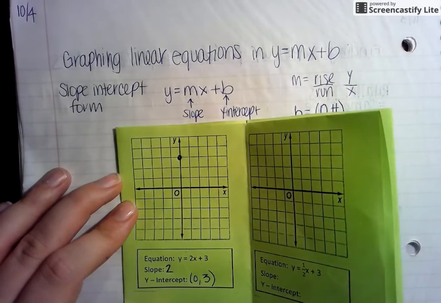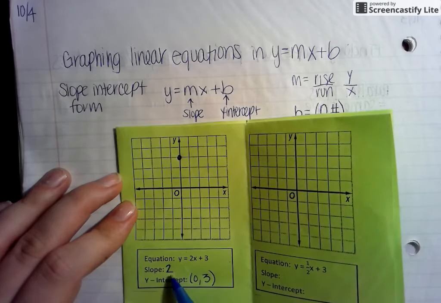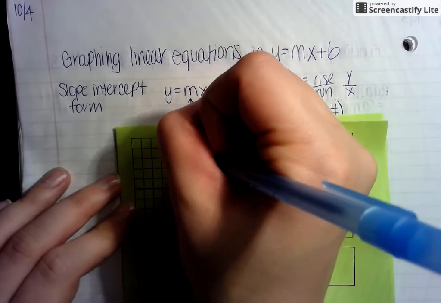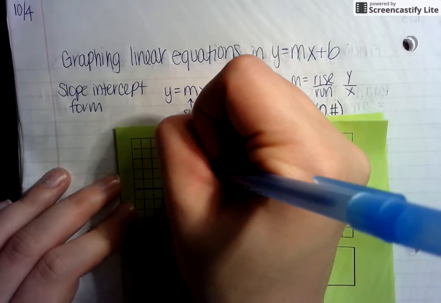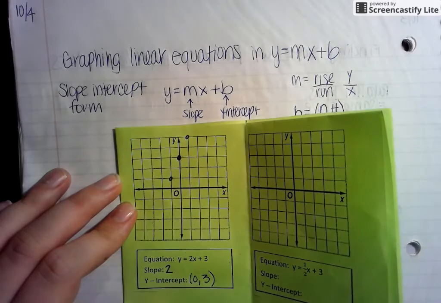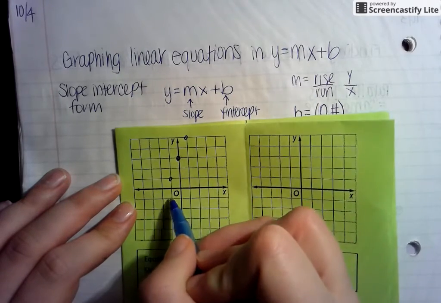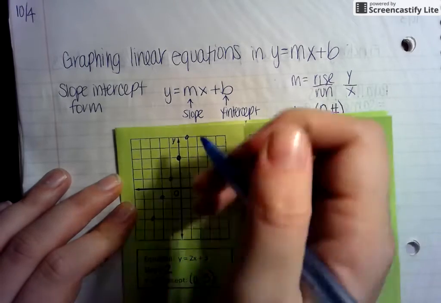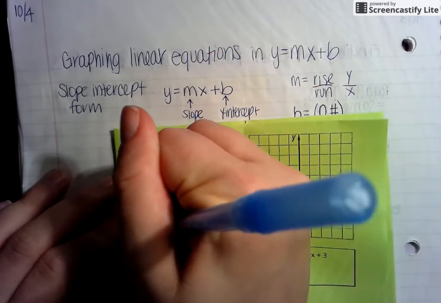Plot our first point. Then our slope, remember it's 2, but it's really saying it's 2 over 1. So I'm going to go up 2 over 1. Down 2 to the left 1. That's still making it positive. Down 2 to the left 1. And then there is my graph.